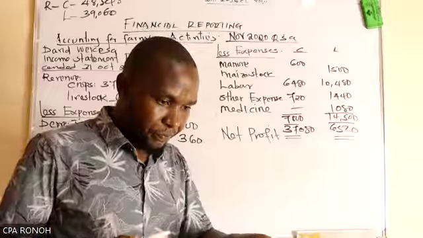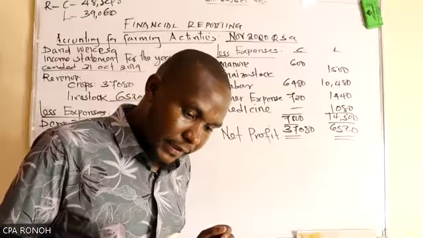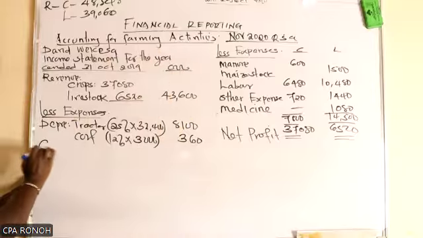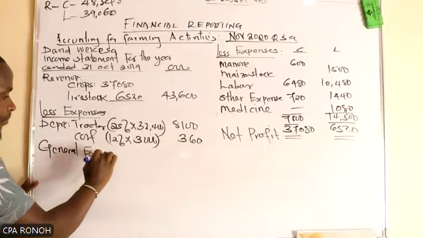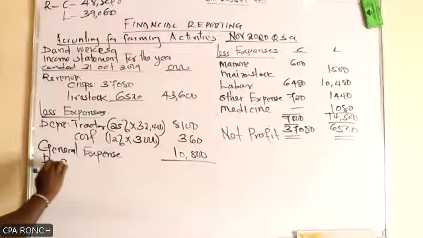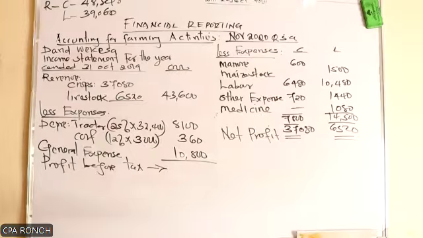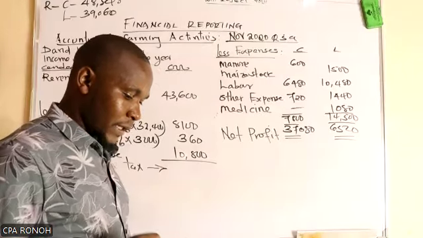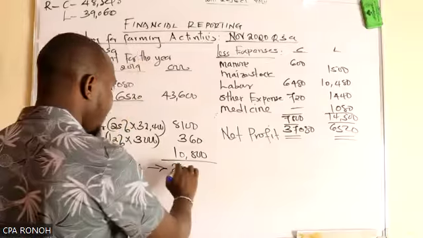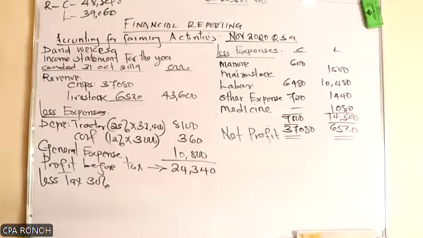We go back to the trial balance. In the trial balance, I can only see the general expense of 10,800. Do we have any other expense? No. So we have general expense of 10,800. So get the profit before tax, which will be 43,600 minus 8,100 minus 360 minus 10,800. So our profit before tax is 24,340. Less tax, 30%, not 30%. We have been given the tax.